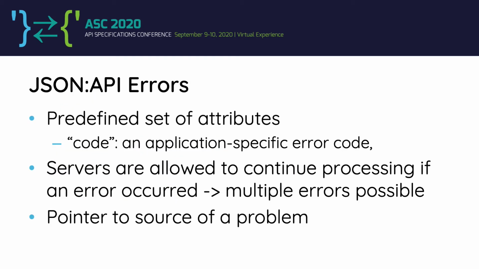On the other hand, we have a JSON API, and a JSON API has a very clear definition of how errors need to be defined in an API.